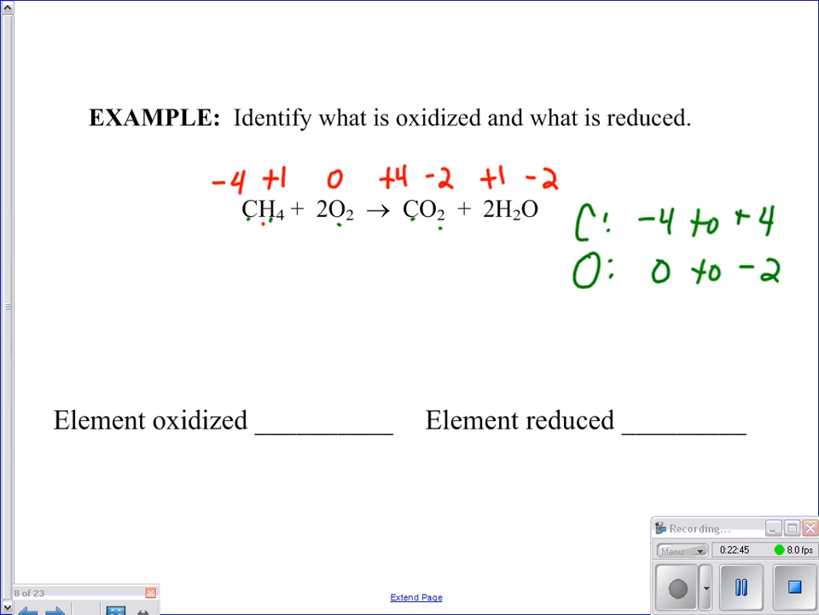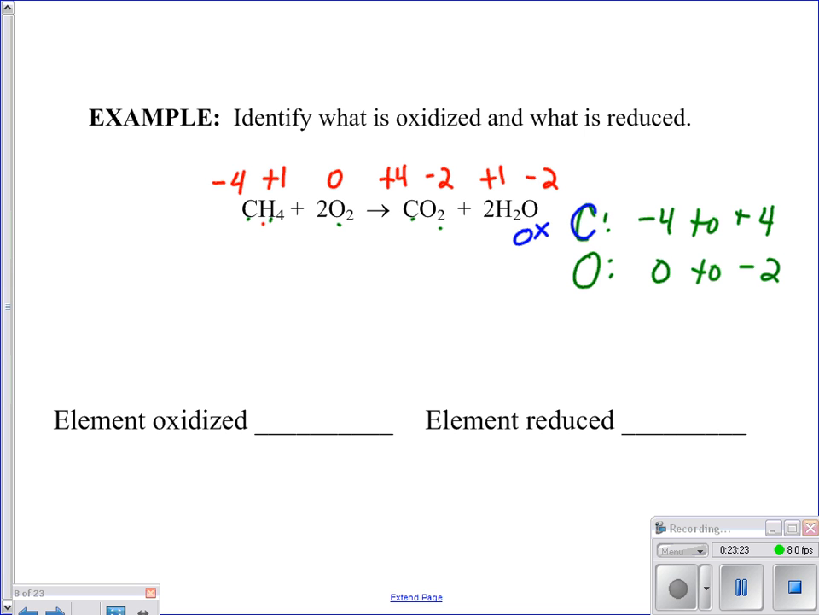Now let's think about what's being oxidized and what's being reduced. And this, again, is where it gets tricky for people, I think, because electrons are negatively charged. So you kind of have to factor that into your thinking. If carbon goes from -4 to +4, did it gain or lose negative particles? It lost negative particles, therefore becoming more positive. So if it loses negative particles, what's that called? Oxidation. I'm going to make myself that little note here.